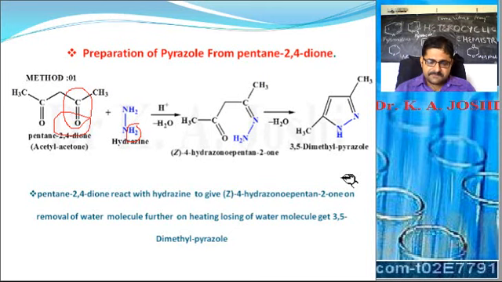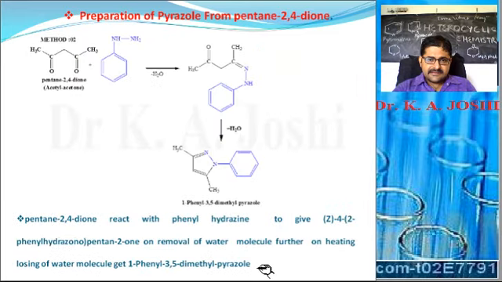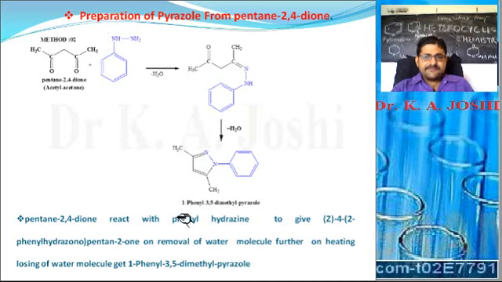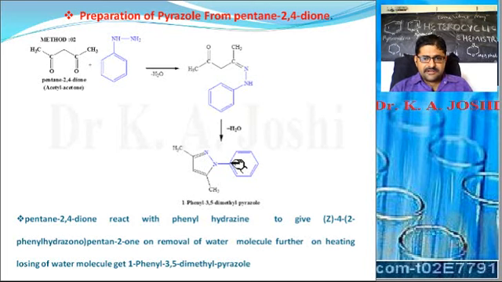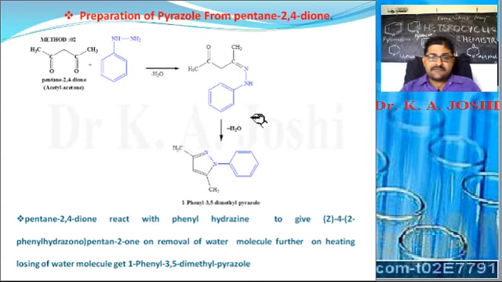Next method: acetylacetone reacts with phenylhydrazine, and on removal of a water molecule, we get a substituted phenylhydrazine derivative. It is the same here: a water molecule is removed from this side, and the phenylhydrazine attaches to this carbonyl carbon, and we get this substituted molecule. After that, also on heating, with removal of a water molecule, we get 1-phenyl-3,5-dimethylpyrazole.